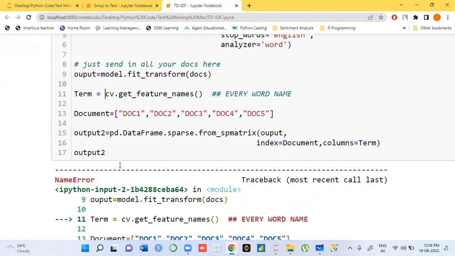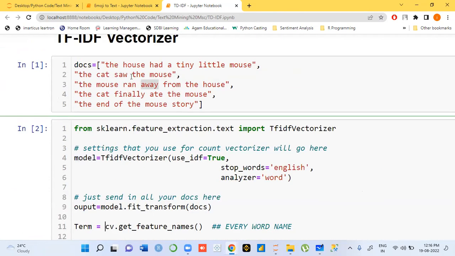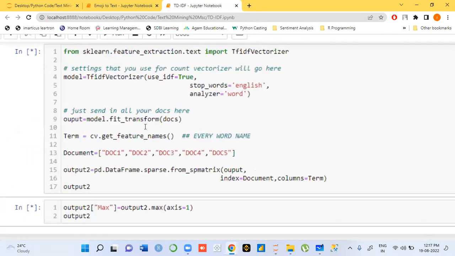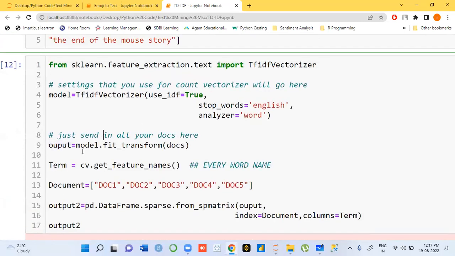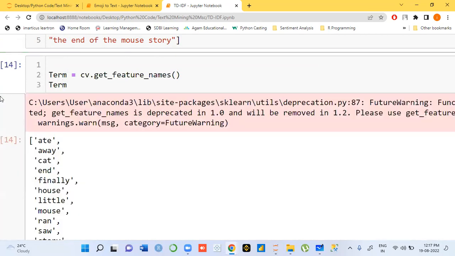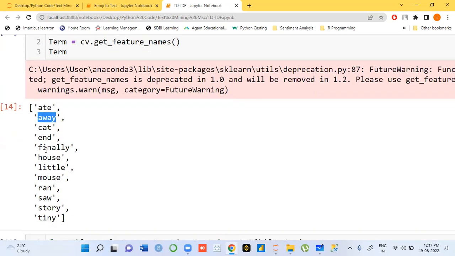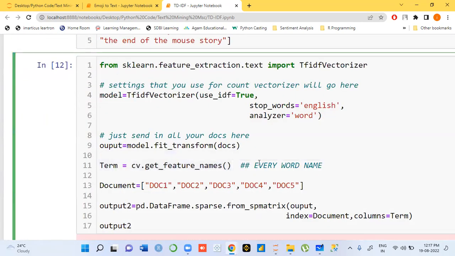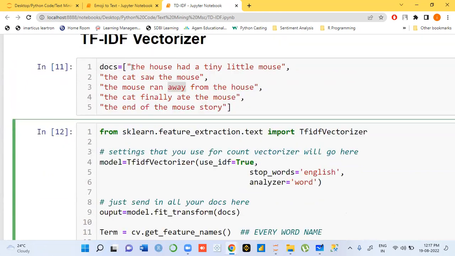CV. Okay. I'll explain one by one. We assign to output. CV dot get feature names will give you each and every word name. You can see terms means each and every word. So here we have only the word names after removing your stop words. So terms have every word name. For documents, I make one array where we have 1, 2, 3, 4, 5 documents because we have 5 different sentences.